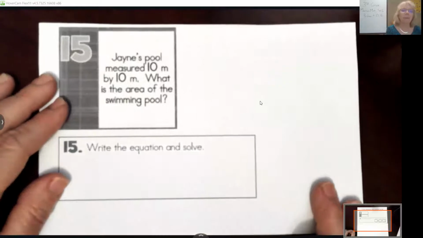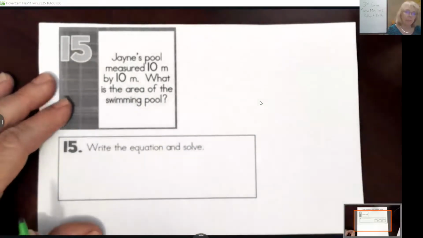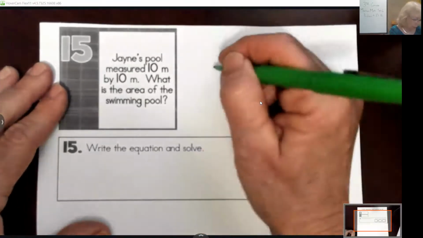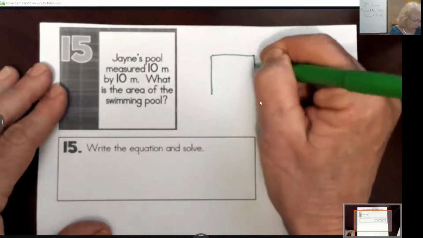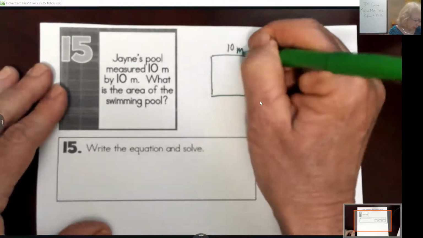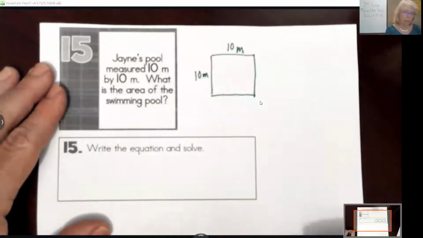Okay. Jane's pool measured 10 meters by 10 meters. What is the area of the swimming pool? Well, you know, Miss Kingsley always likes you to draw your problems. So I'm going to draw this swimming pool, and it is 10 meters by 10 meters, meaning my length and my width are both 10 meters.